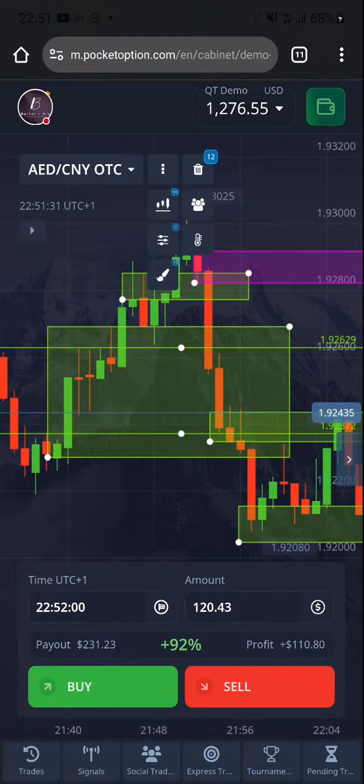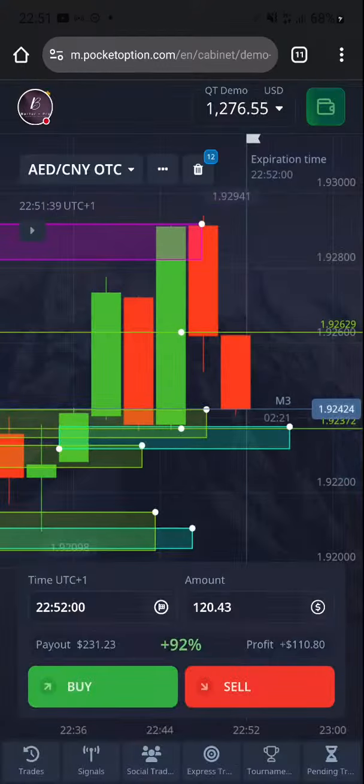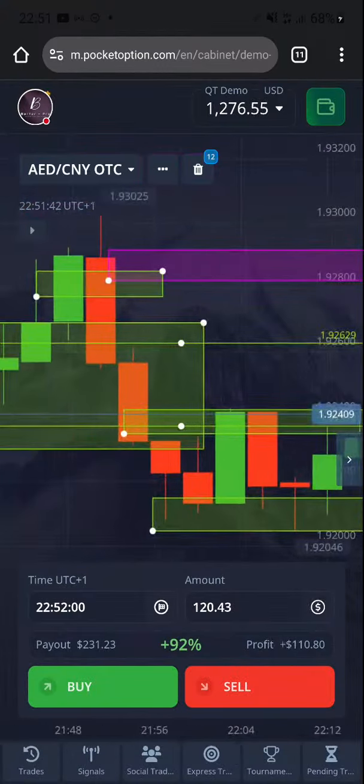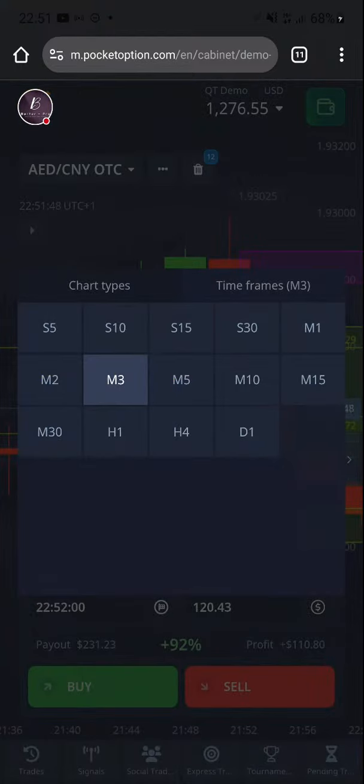So the first thing we do is to go to higher time frame. Now in this case, we'll go to M3. We'll go and check for engulf. That engulf will be our first confirmation. So you can see now, if I go look at this engulf, this is the engulf I'm talking about. This one. So that's our first confirmation. The next confirmation is to now go to lower time frame.